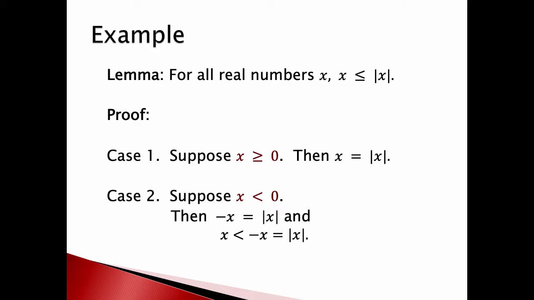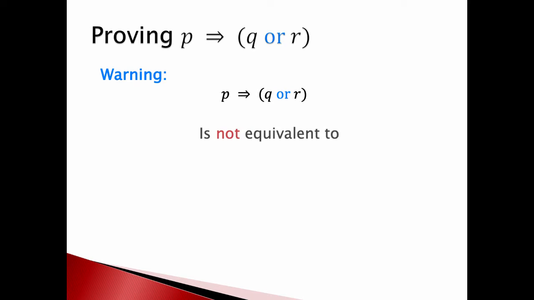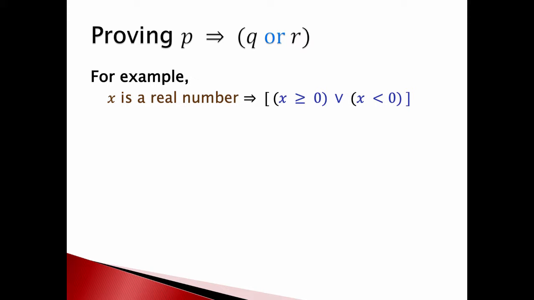But you have to be careful. This was proving P implies Q and R. This was proving an and, right? If you want to prove something with an or, like P implies Q or R, then that's a little different. This is definitely not the same as proving that P implies Q or P implies R. Now that works with an and, okay, that's what we just said, but it doesn't work with an or. And you think, why in the world should that be? Okay, this definitely needs an example.